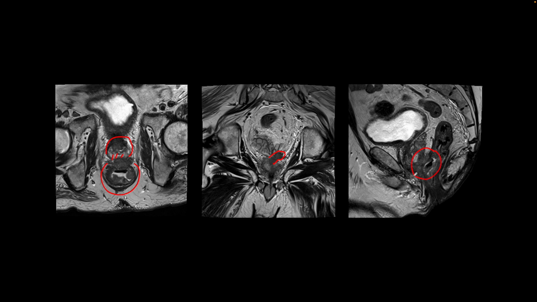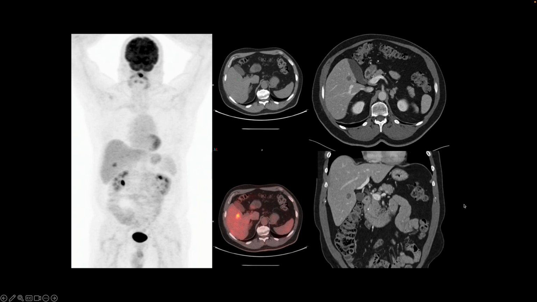invading the prostate. So MR is the imaging procedure of choice for local staging of rectal malignancies, and we acquire small field of view T2-weighted images in all three different planes. And when there is a concern for metastasis outside the pelvis, then an FDG PET CT scan is helpful for whole body staging. So this patient presented with a history of colon cancer.